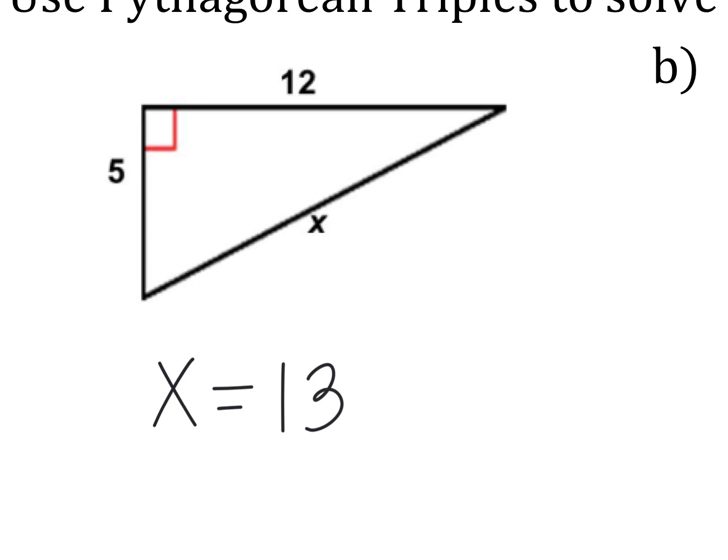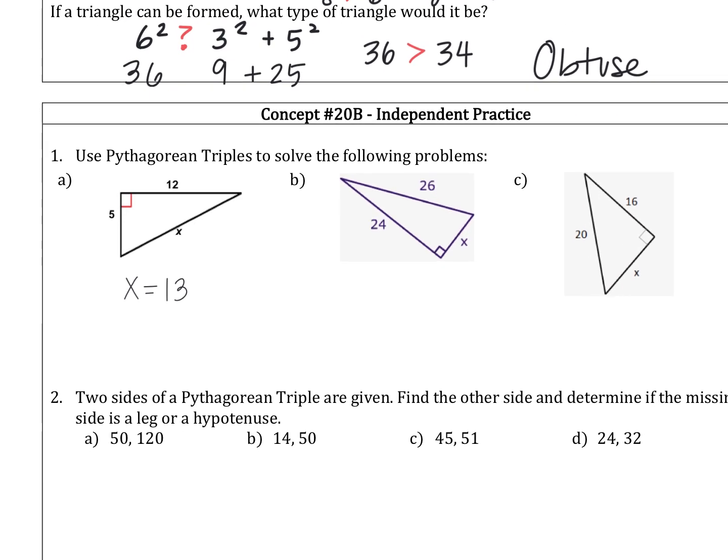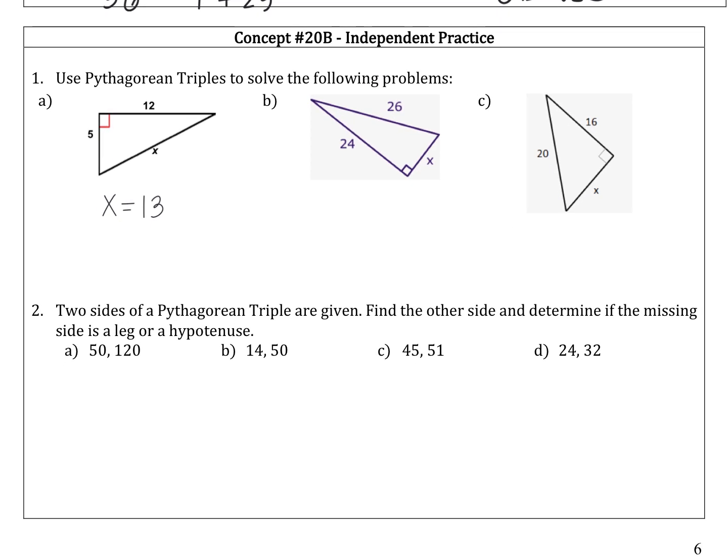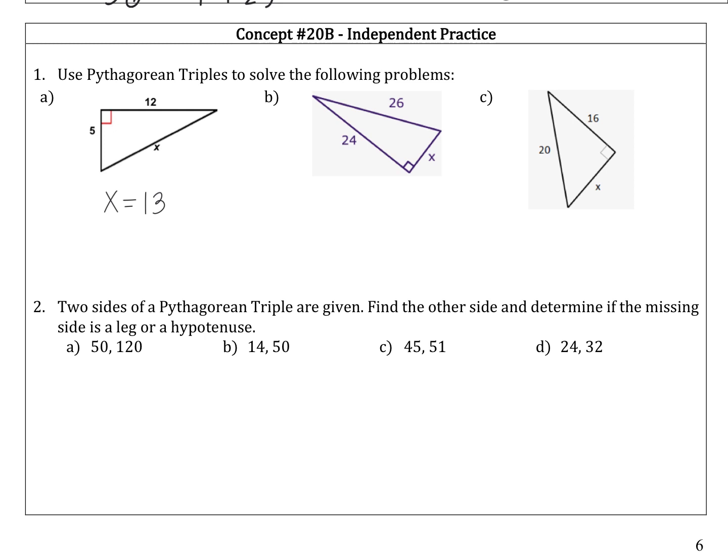5, 12, 13 always makes a right triangle. So if you see 5 and 12 as legs, then you know the hypotenuse has to be 13. So this is a Pythagorean triple, 5, 12, 13. If you cannot memorize these, which is not a huge deal, you can always just do A squared plus B squared equals C squared, okay? I'm not going to be sad about that. But if you memorize it, it's faster.